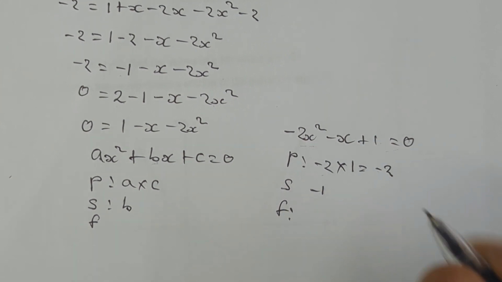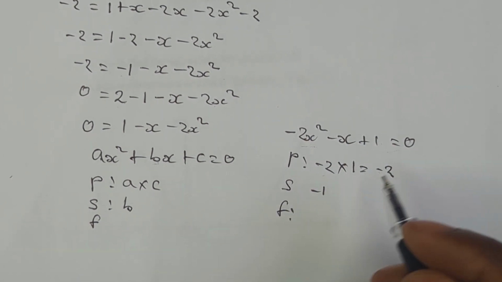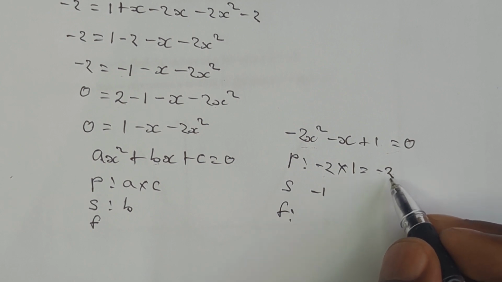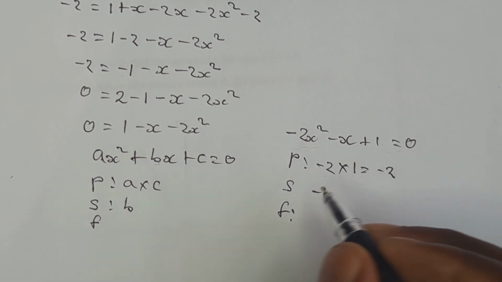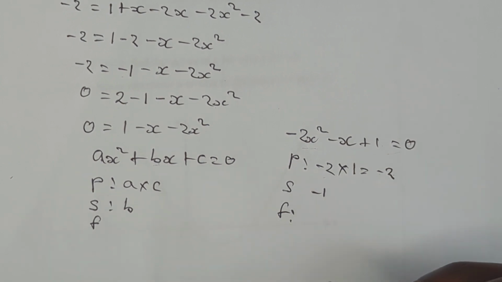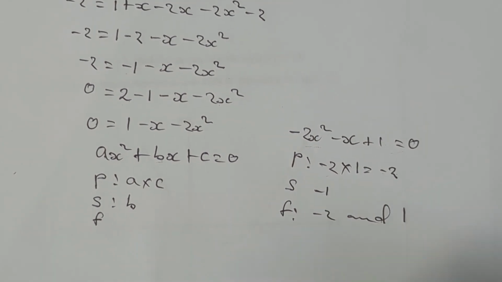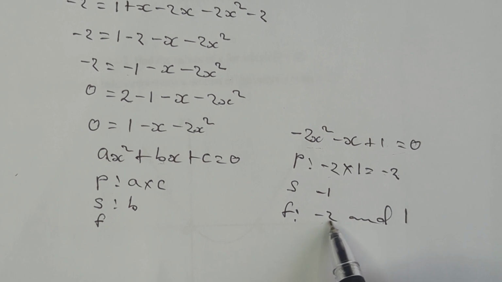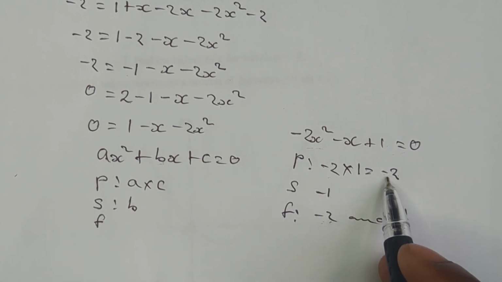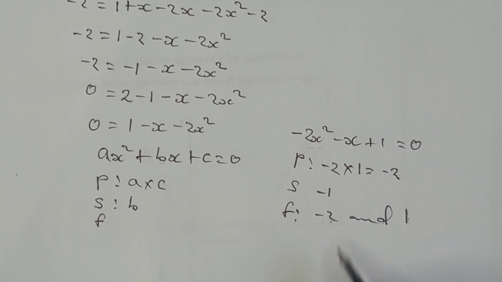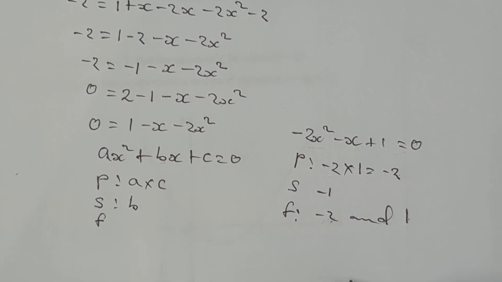Now the factors: the two numbers which when multiplied give us -2, and when we add those two numbers, they give us -1. And that is -2 and 1. Because when we multiply -2 by 1, it will be -2, and -2 plus 1 will give us -1. So these are the factors.